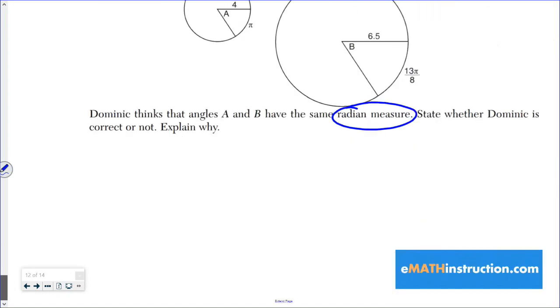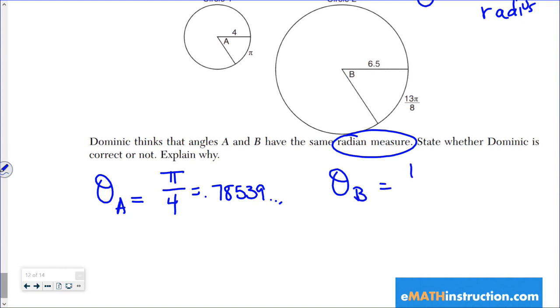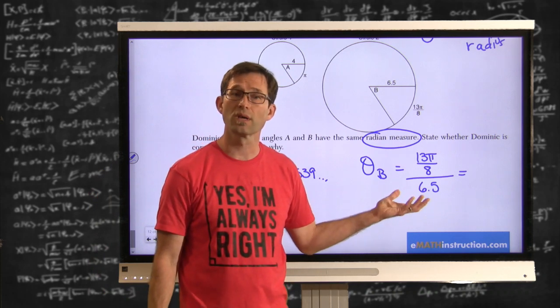Well, here's the deal. I would definitely just do this with my calculator. The measure of angle A in terms of radians is its arc length, which is pi, divided by its radius, which is 4. And again, I would take my calculator out and just plug these numbers in. I'm going to get this messy decimal, 0.78539, etc. Now, theta B is going to be its arc length, 13 pi divided by 8, all divided by 6.5. Don't get me wrong, getting this into your calculator is going to be tough.